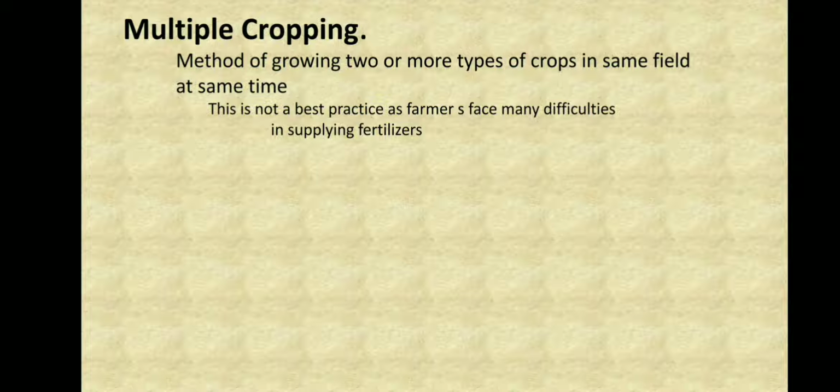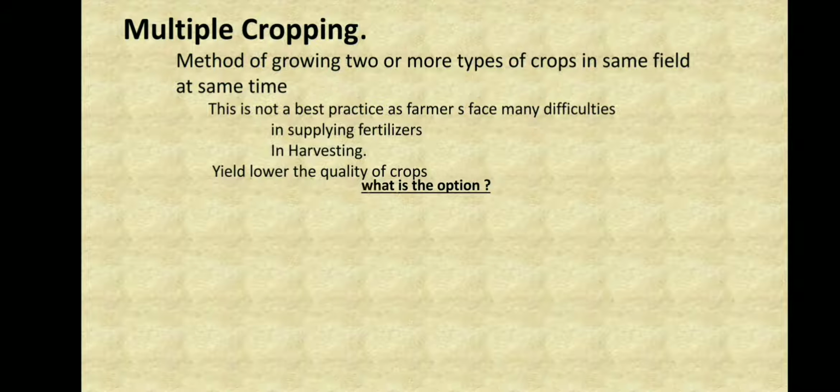They can't provide the supply of fertilizers, and in harvesting the farmers will have a problem, and it lowers the quality of the crops. So if the crops have been scattered here and there, farmers will face many difficulties, right, for harvesting, for supplying the fertilizers, and it even lowers the quality of the crops. So for this there is another method. Now we have to know what the method is, right?